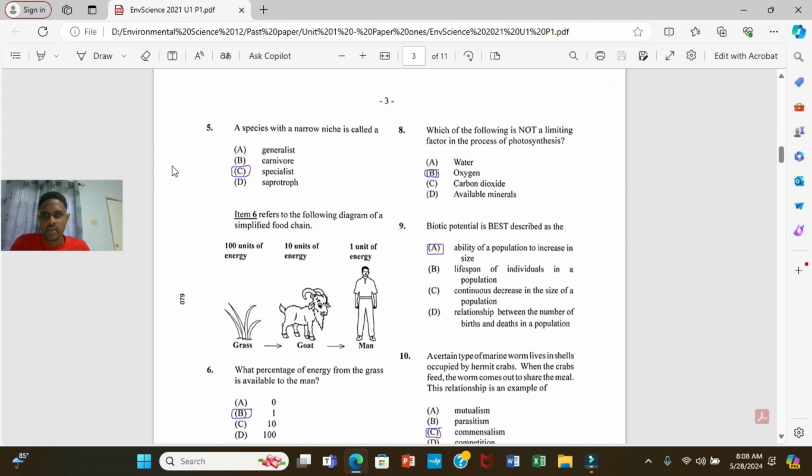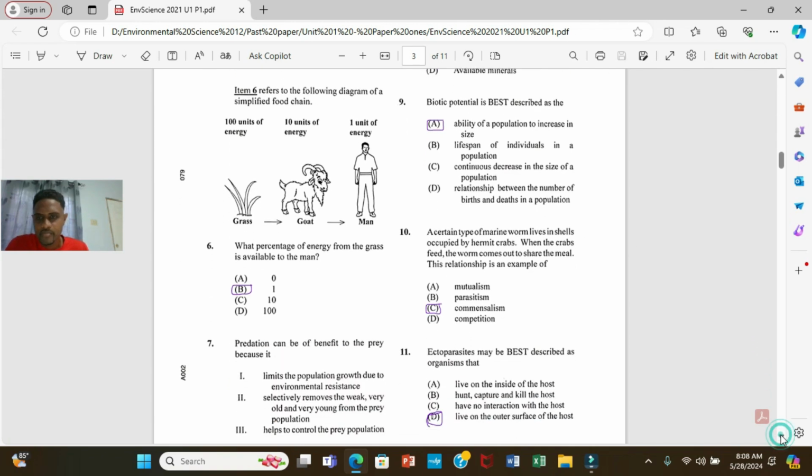Question 5. A species with a narrow niche is called a specialist. The answer is C. Number 6. Item 6 refers to the following diagram of a simplified food chain. What percentage of energy from the grass is available to the man? And that's 1%.